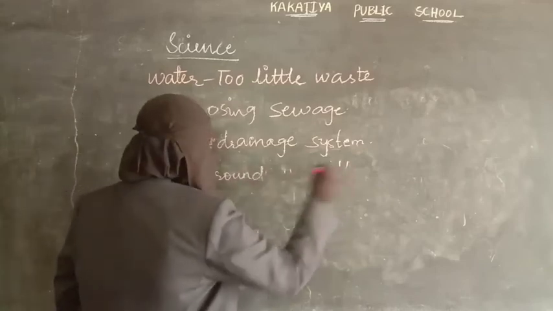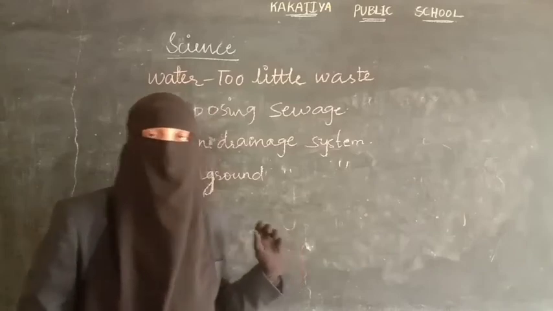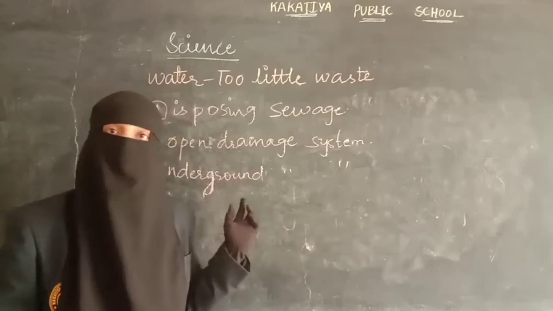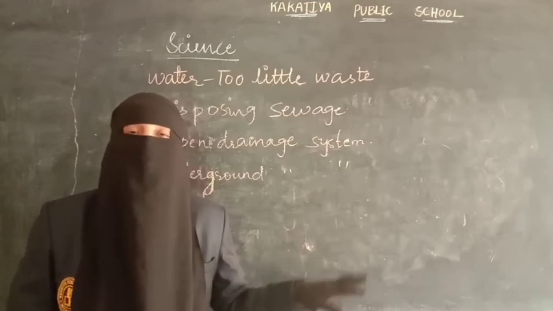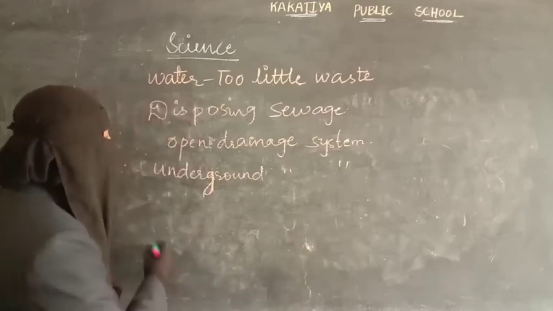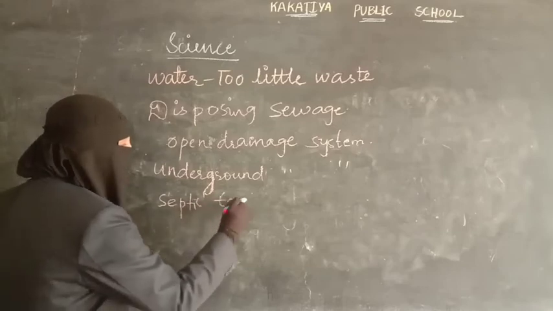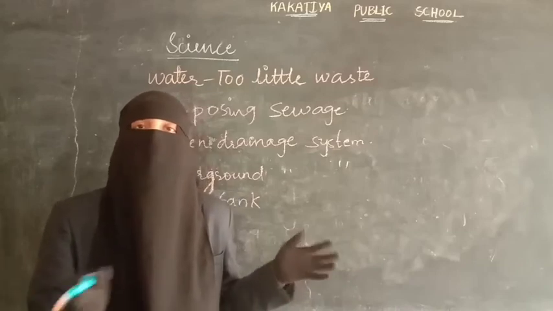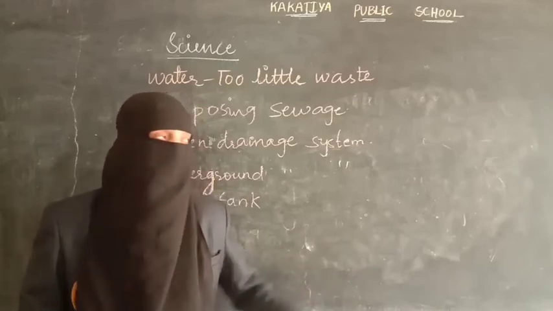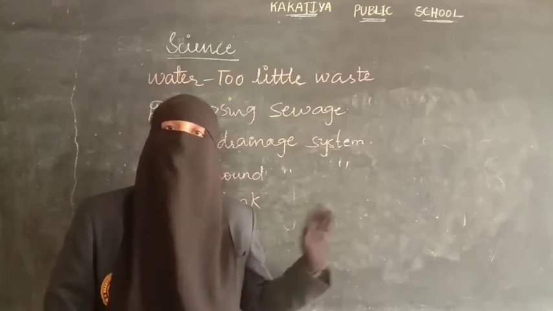Underground drainage system. So open drainage system will be present, underground drainage system will be present. These two are different systems. And in some small villages, in particular houses, you can also see septic tanks. A ditch will be made by using rings. They'll put all the rings one on the other, and all the water from our house will enter that septic tank.